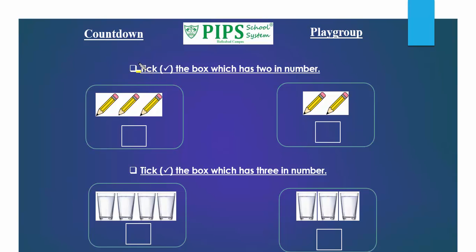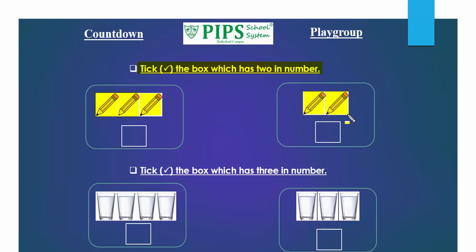Our first statement is: tick the box which has 2 in number. Let us count how many objects are in the first box. 1, 2, 3. These are 3 objects. Let us count how many objects are in the second box. 1, 2. These are 2 objects.